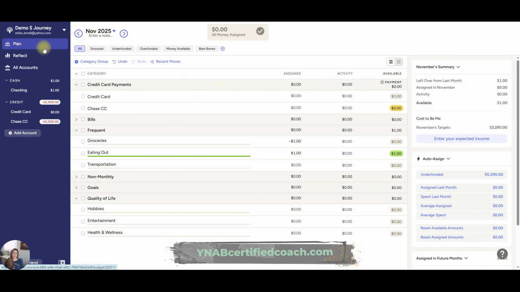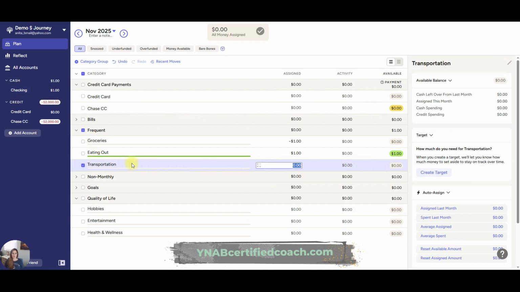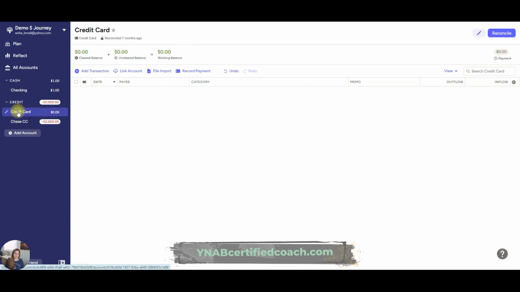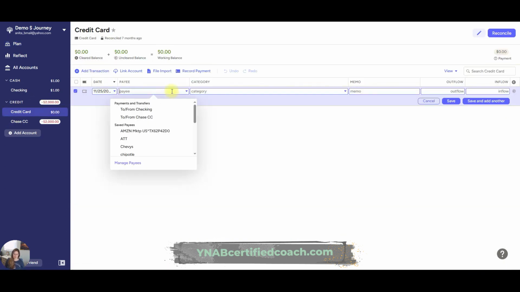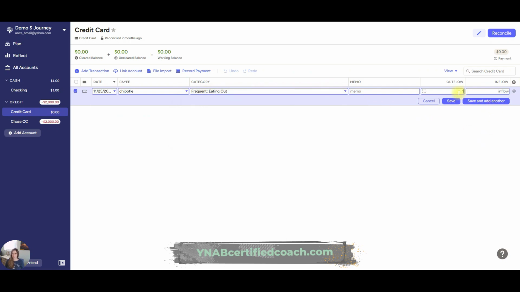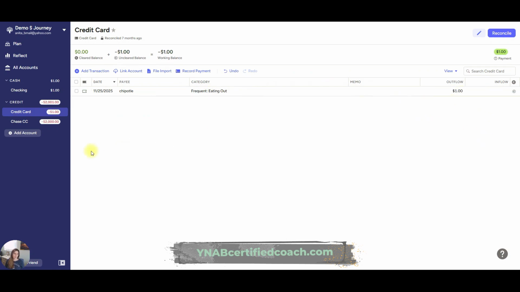so that I can show you the difference of if we used a credit card. So I've deleted that transaction. We're back to square one. There's still $1 in the checking, still $1 left in the eating out category. And now I'm going to go into this credit card and make a transaction for Chipotle. The category is eating out. YNAB is smart. It starts to learn these things pretty quickly. Say that's $1. Now you see that that checking account balance is -1.